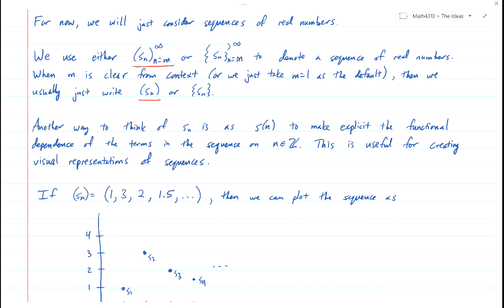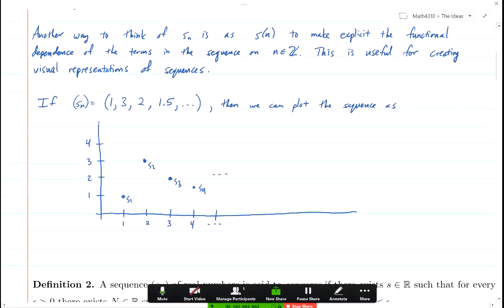And then you can think of how to plot a sequence if you're given it. For example, what I'm showing here is if I tell you that the first 4 terms in the sequence S sub n are 1, which is S sub 1, 3, which is S sub 2, 2, which is S sub 3, and 1.5, which is, excuse me, I made a little mistake there, S sub 4, then I think of this as S of 1, S of 2, S of 3, and S of 4.